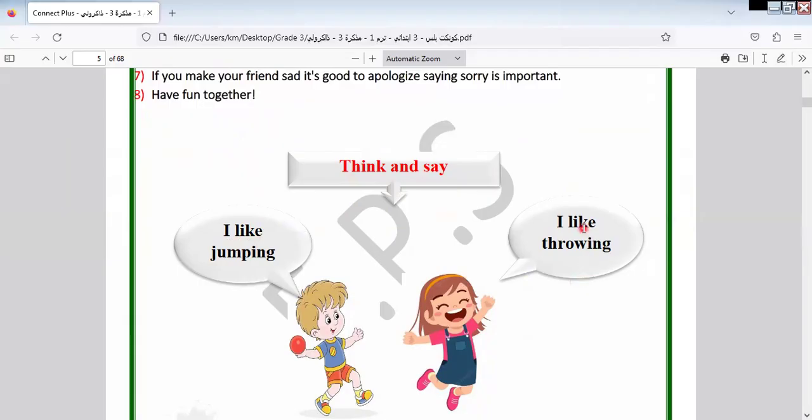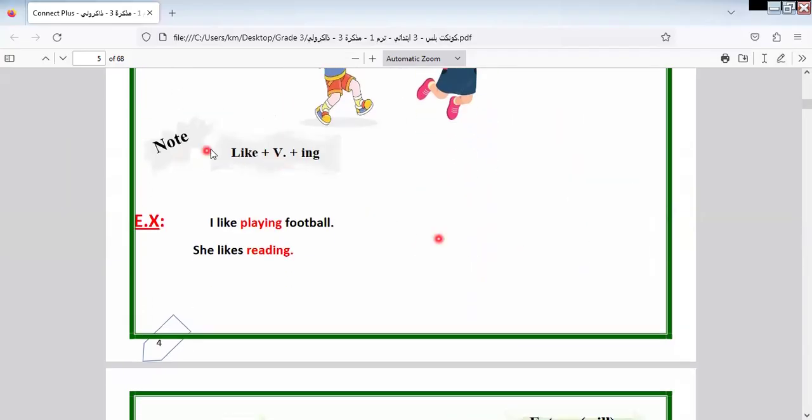Here is think and say. I like jumping. I like throwing. Here we have the note: like plus verb plus ing form. This is the expression: like plus gerund must be followed by a gerund. Like what? Like playing, like reading. So here we have gerund.